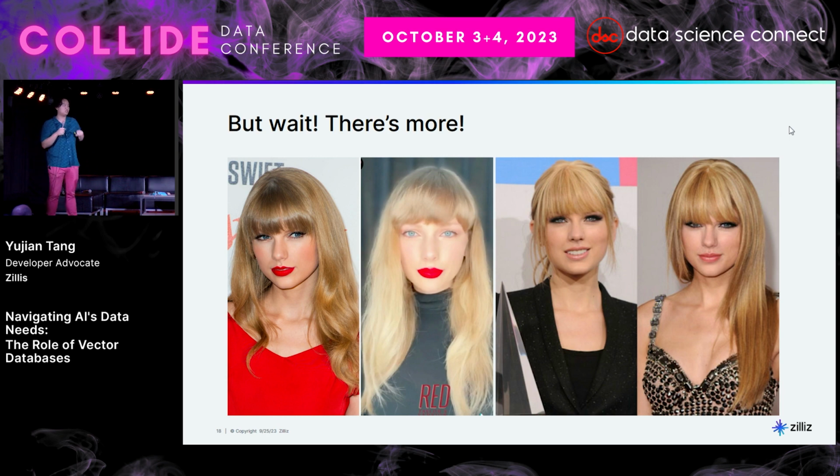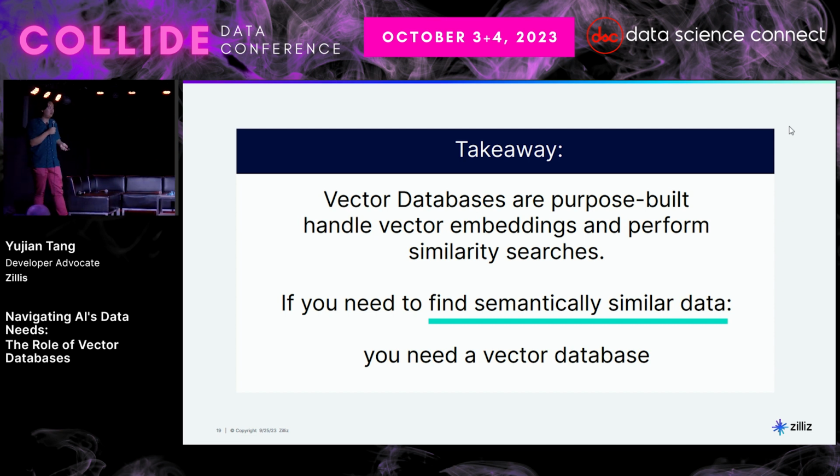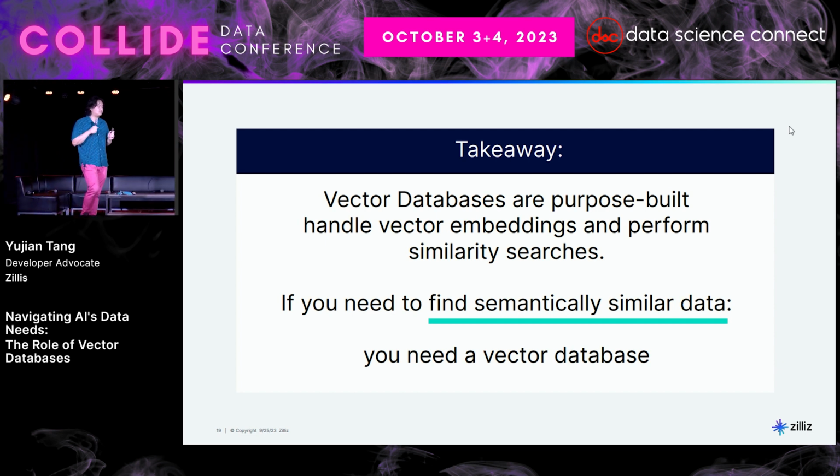So text, images, audio, and more. So vector databases are purpose-built to handle vector embeddings and perform similarity search. And the takeaway here is, if you need to find semantically similar data, you need a vector database, okay?